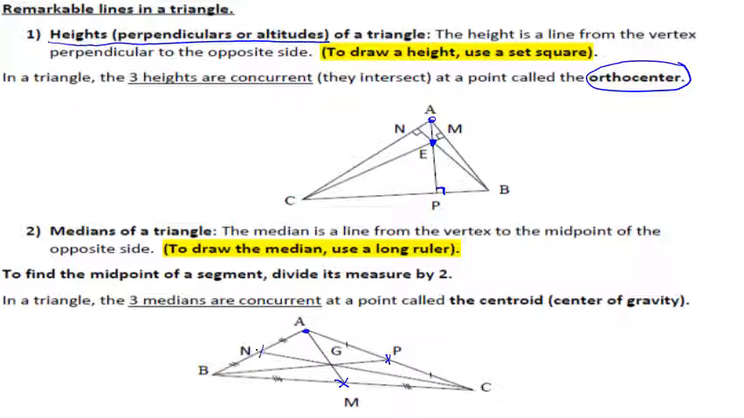We join the vertex with the midpoint of the opposite side, and to draw the median we use the long ruler. To draw the median we should find the midpoint of the side and join it with the opposite vertex. In a triangle, if we draw the three medians, they are concurrent, they intersect at the same point, and this point is called the centroid or the center of gravity.